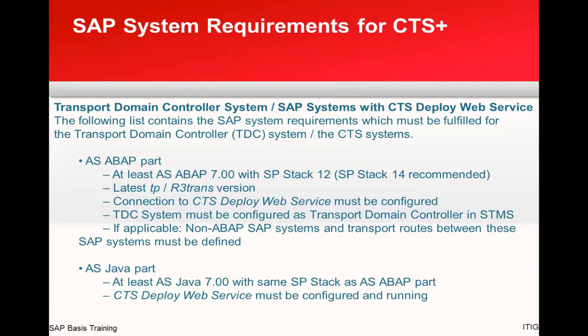The TDC, that is the transport domain system, must be configured as the transport domain controller in STMS, and if applicable, non-ABAP SAP systems and transport routes between these SAP systems must be defined. On the Java side, you need at least AS Java 7.0 with the same SP stack as the AS ABAP part, that is 7.0 Service Pack 12, but 14 is recommended. Then the CTS deploy web service must be configured and running.